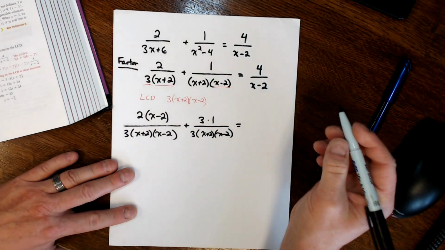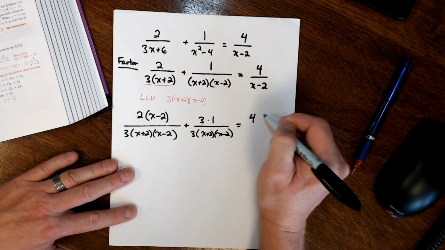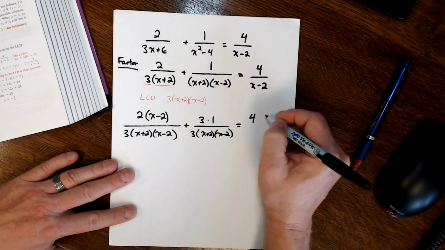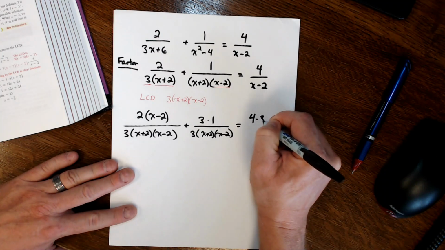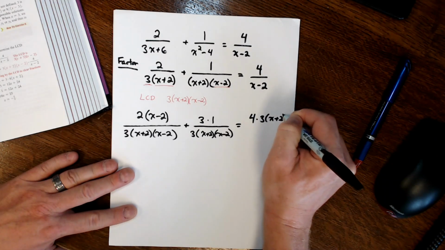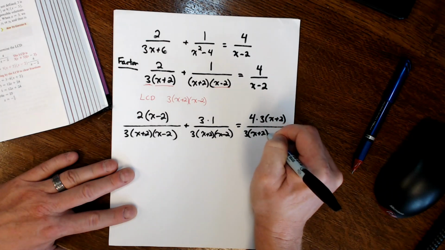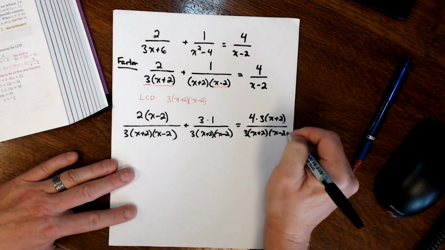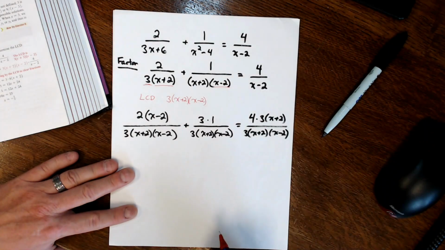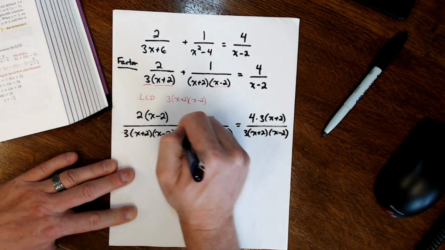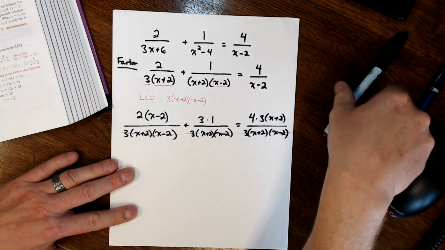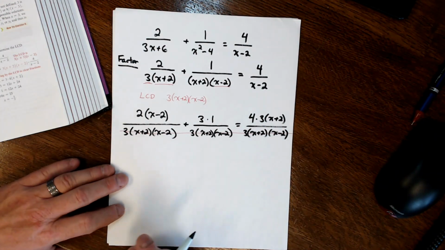And then over here, I'm missing the 3 and the x plus 2. So I'm going to do 4 times 3 times x plus 2. And on the bottom I have 3, I have x plus 2, and x minus 2. Notice that my denominator is the same in all 3 fractions. So I've effectively cleared my fractions, but I have to make sure I check them at the end.